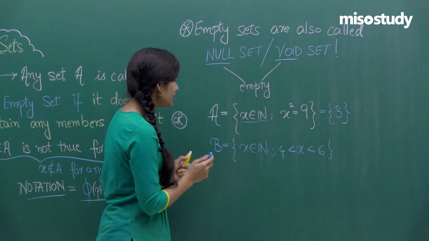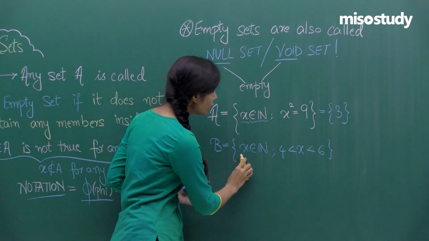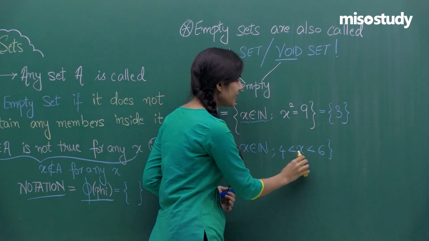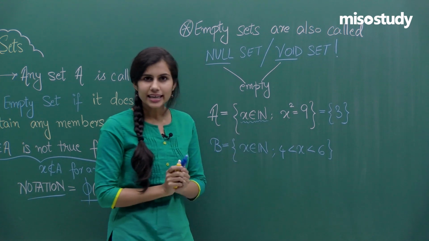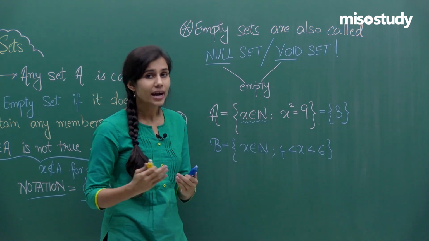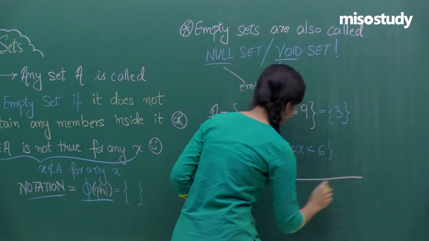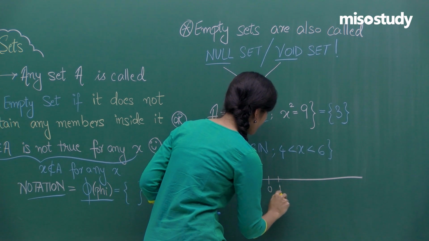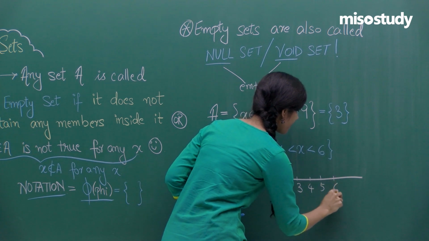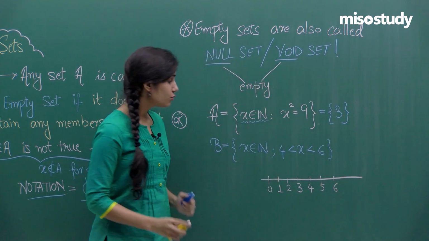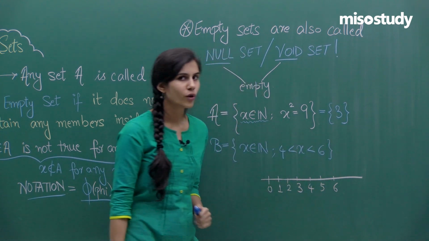3. If we try and understand set B, I am asked to collect those natural numbers which are strictly greater than 4 and strictly less than 6. In order to do questions like these, it is advisable to draw a number line. Now, if I draw a number line, then it's very easy to observe which natural numbers lie between 4 and 6.